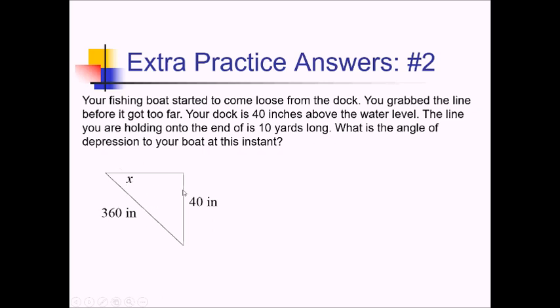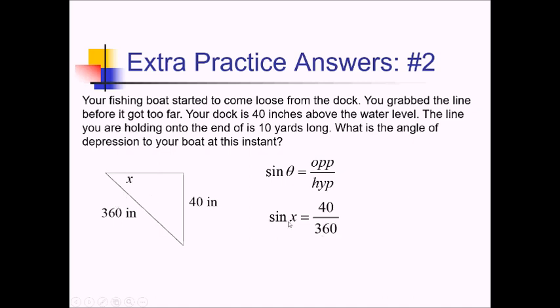Now let's look at the sides we have to see what flavor of SOHCAHTOA we need here. We've got the side across from the angle. That's our opposite side. And this 360 is on the hypotenuse of the triangle. So opposite hypotenuse, that's SO, the sine function, which equals opposite over hypotenuse. So we can write sine of x equals our opposite side of 40 divided by our hypotenuse of 360.